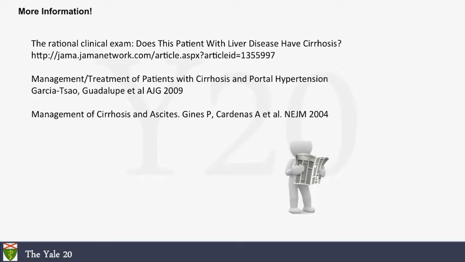More information, so you can go to JAMA, the Rational Clinical Exam, Management Treatment of Patients with Cirrhosis and Portal Hypertension, or the Management of Cirrhosis and Ascites.